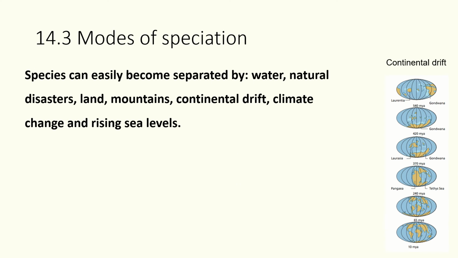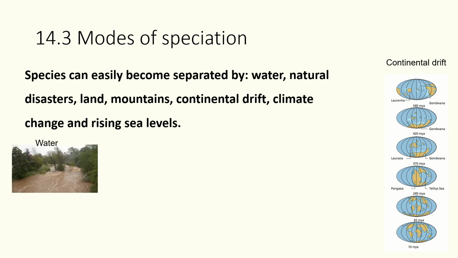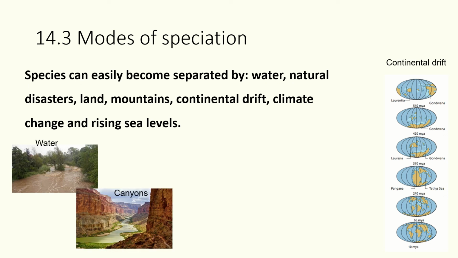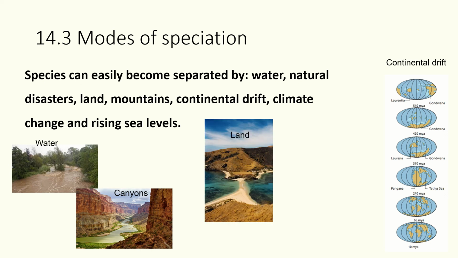So species can be separated, resulting in allopatric speciation, in a variety of different ways. They can be separated by water, so flooding or changes in river patterns or increasing sea levels, that sort of thing. And they can be separated by massive tectonic changes and things like canyons, earthquakes opening up fissures in the ground, moving of islands through continental drift and the like.